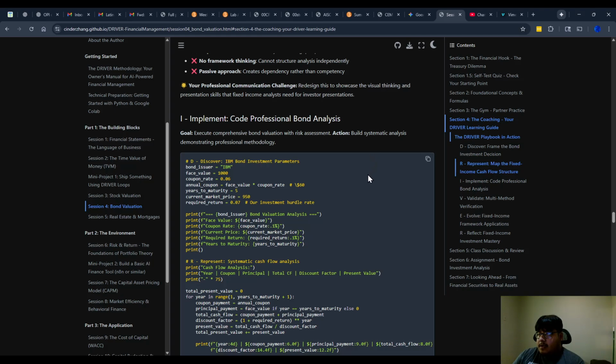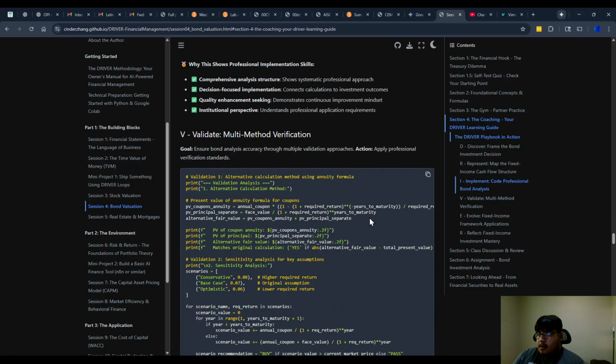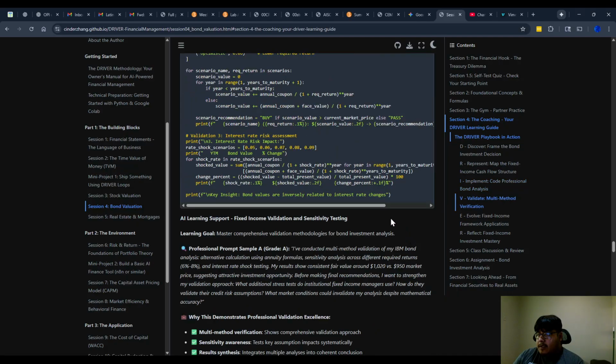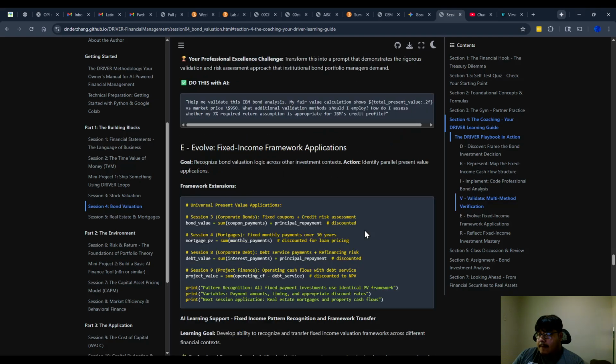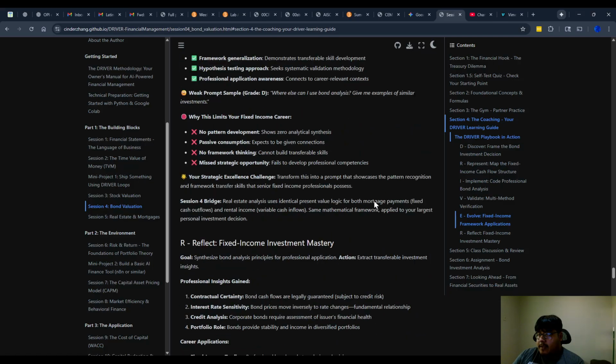And then implementing, where we just do the bond analysis code. Validate, so just multiple verifications to make sure. Evolve, where we do fixed income framework applications, just taking those previous session values and ideas and implementing them.